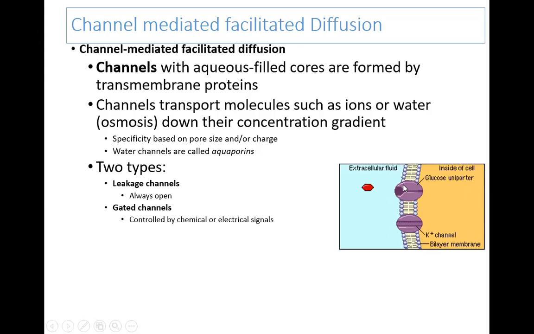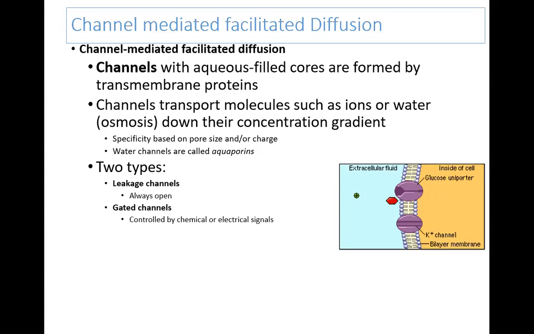Now, this other type of protein up here is a carrier protein, and it will change its shape to allow a substance to pass through. In this case, glucose can't get through on the channel, but it can get through on the carrier. Potassium can come through the channel, but it can't get through the carrier. So we're very, very selective as to what goes where. So all that means is that these proteins dictate what's going to go across the barrier.